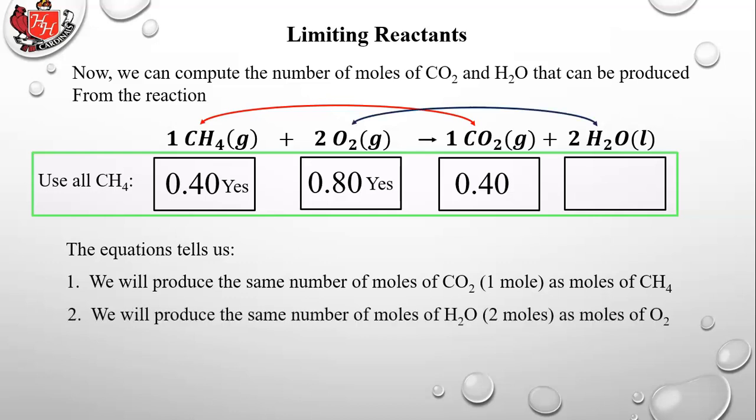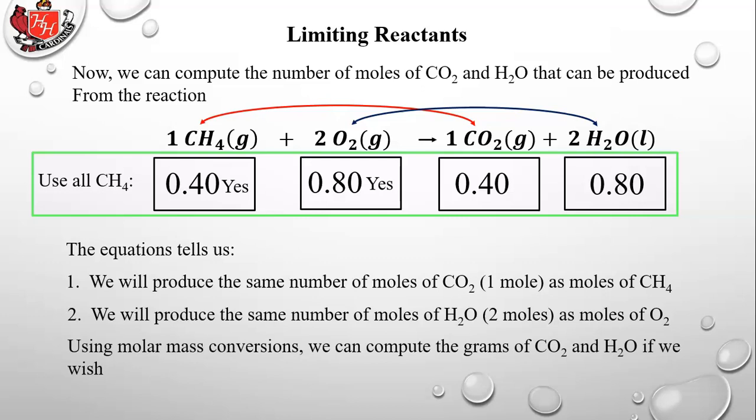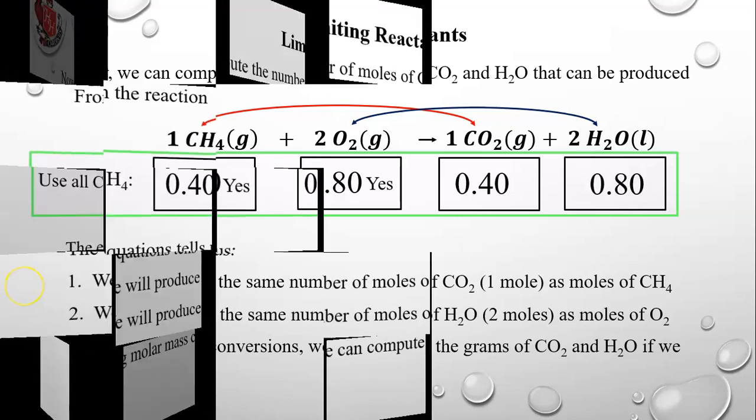We will produce the same number of moles of H2O, that's 2 moles, as moles of O2 because they both have coefficients of 2 in front of them. So we can go ahead and put a 0.80 there. We also could have just simply said that we're going to get twice as many moles of water, H2O, as we had moles of CO2. So we would simply take the 0.4 and double it. So that's how you find that out. Now, using molar mass conversions, we can compute the grams of CO2 and H2O if we wish, but we're not going to do that here.